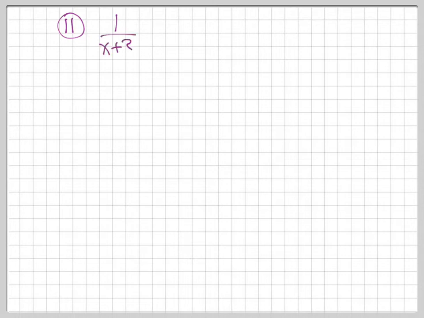So number 11. 1 over x plus 3 minus 1 over x plus 4. So we need to subtract those fractions. All right, so let me give you some steps here. Step number 1. Let's do this. Let me call it step number 0 because it's not really always there.